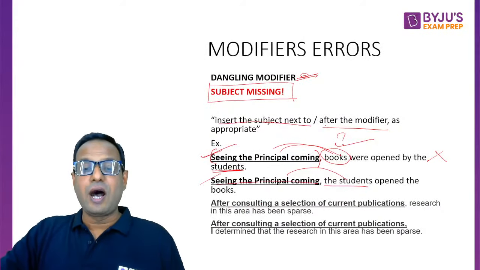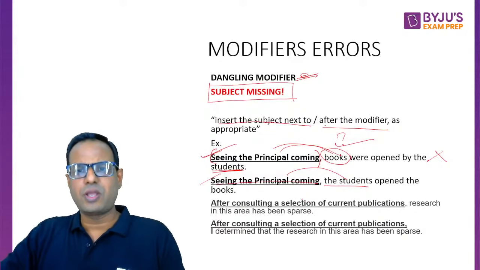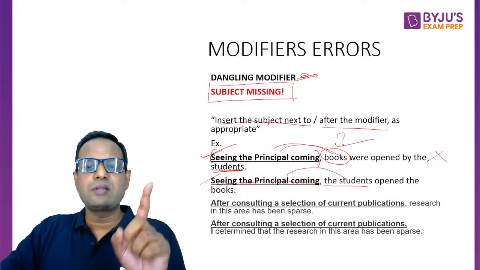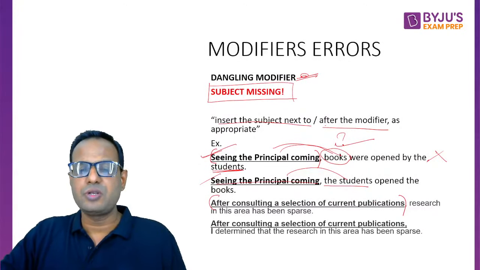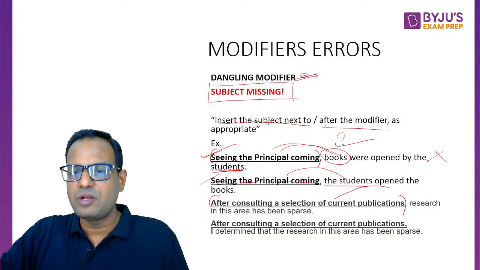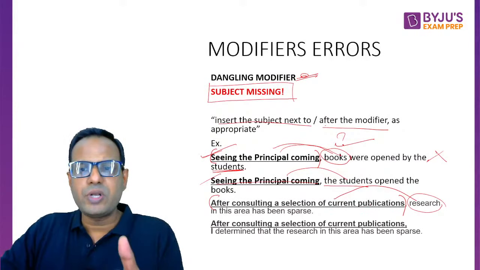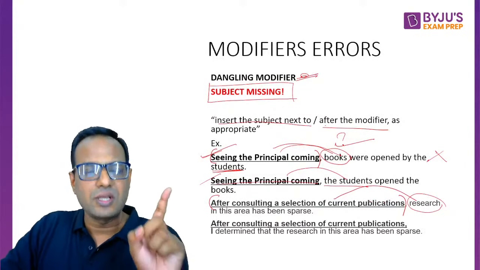What does it tell you? After consulting a selection of current publications, research in this area has been sparse. Again, answer the question. After consulting a selection of current publications, who has consulted? And what is the first word that comes after this section? Research. Do we find somebody's name being mentioned who might have consulted a selection of current publications? So the subject is missing.